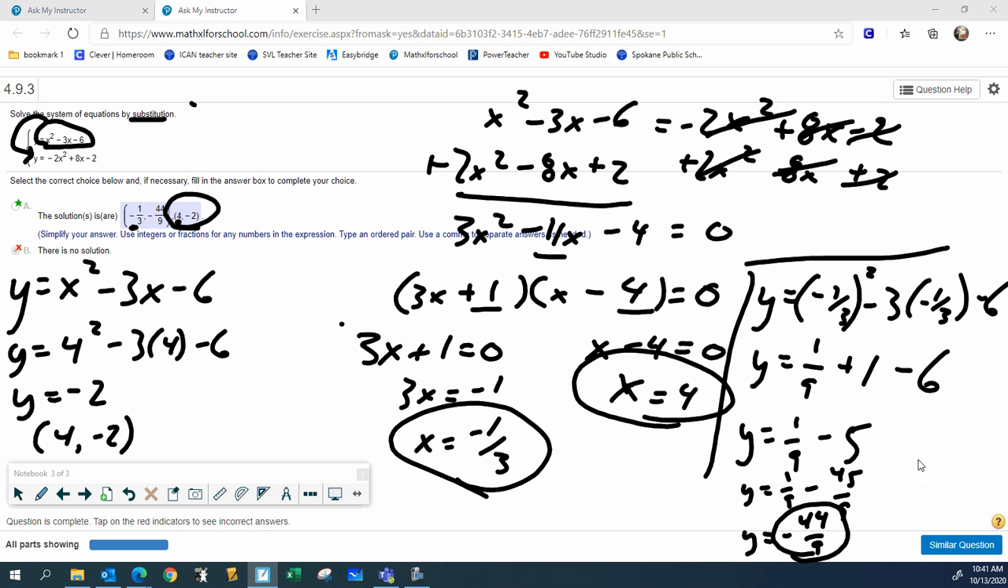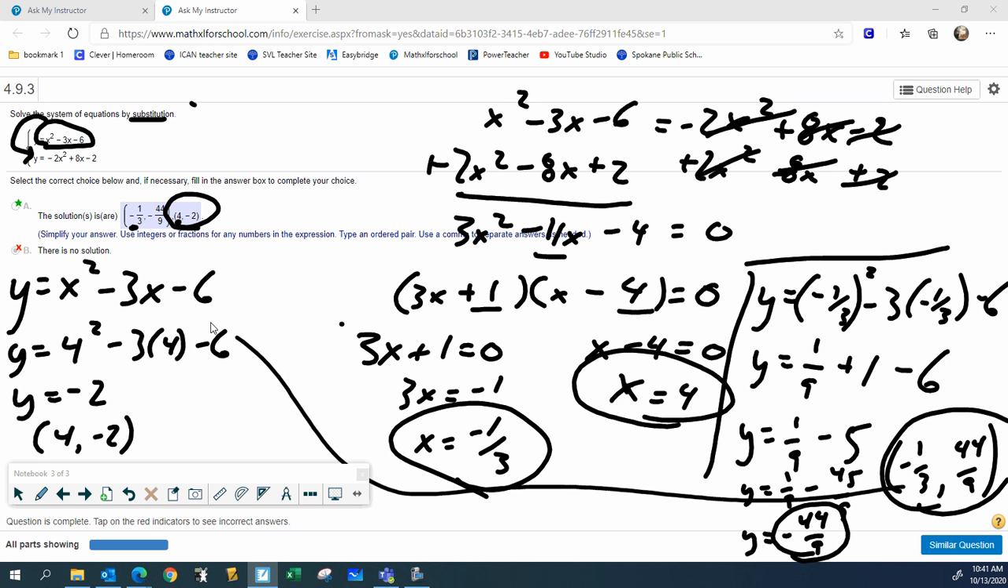And so then, I guess I shouldn't have circled that. Our answer is negative 1/3, comma, negative 44 ninths. Okay, so that's my second answer, which is right there. So you can stop the video right here if you'd like. That's 6.5 minutes about. But I do think it's pretty cool that you can see how this works.